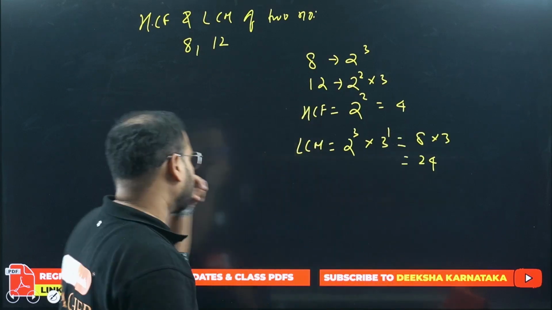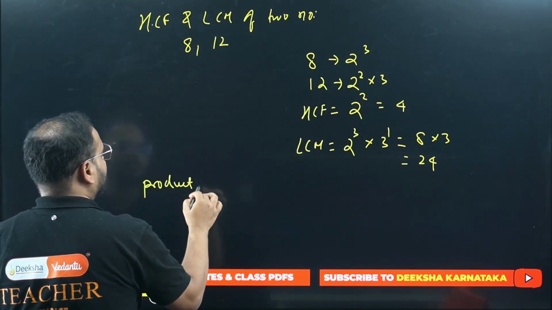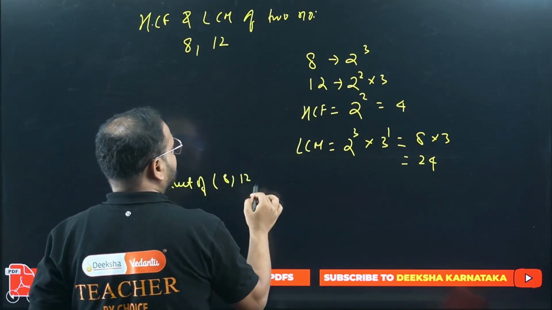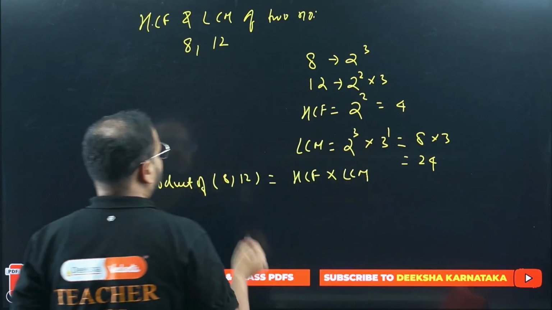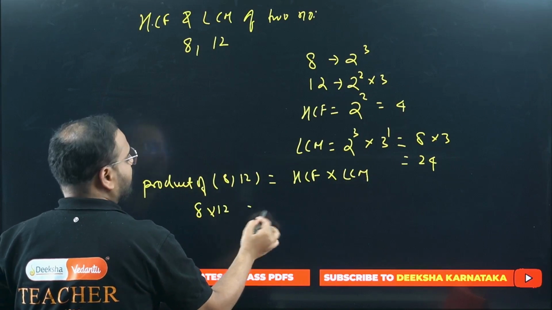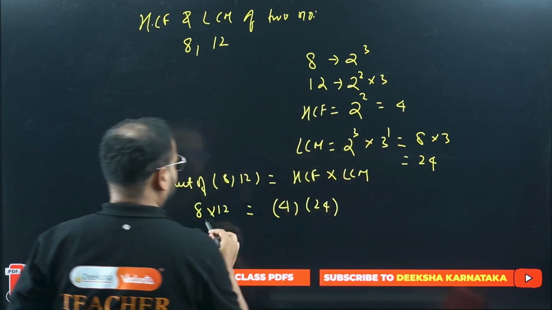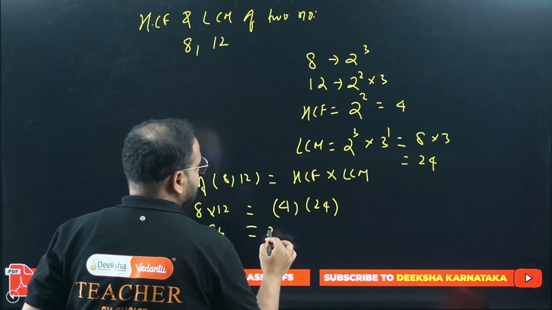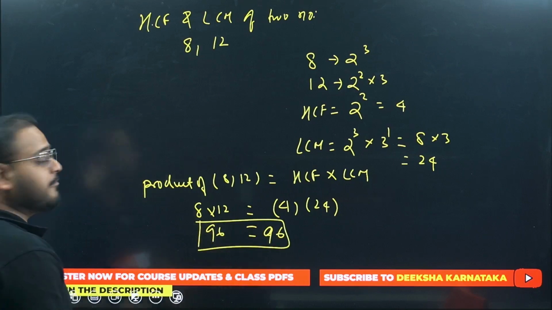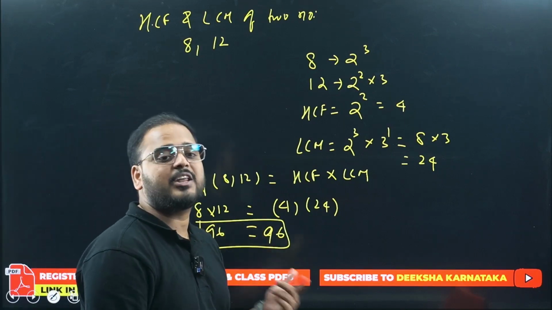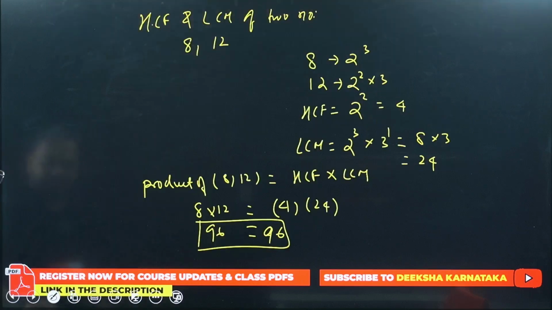Please verify the condition now. What is the property? Product of the numbers 8 and 12 will be equal to HCF times LCM of the same numbers. 8 times 12 is equal to HCF, which is 4, times 24. Please verify, class. This is 96 and this also is 96. So this is not valid only for numbers that don't have any common factor, but everywhere. I hope this is visible.